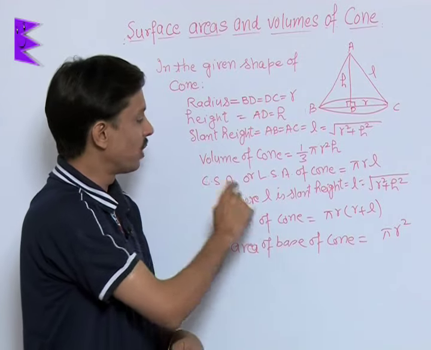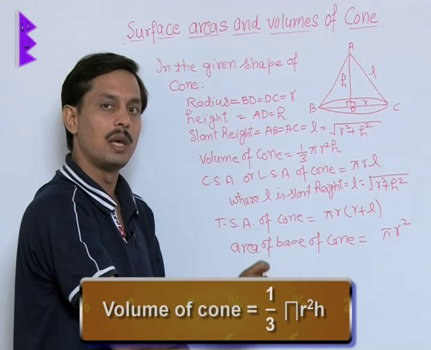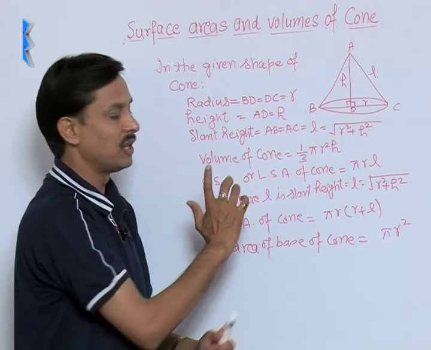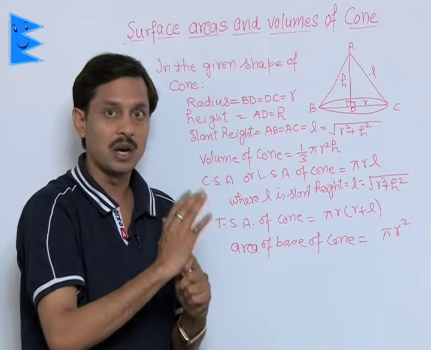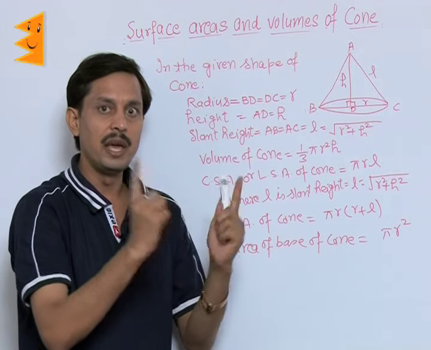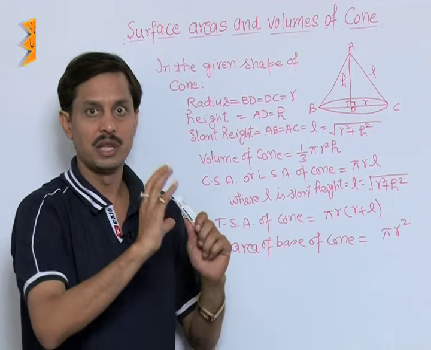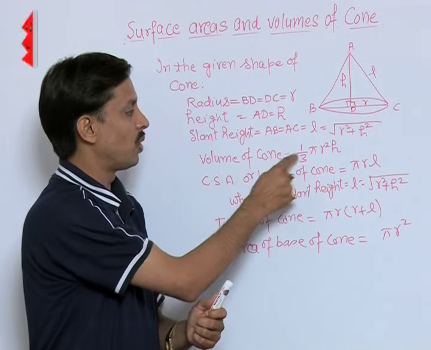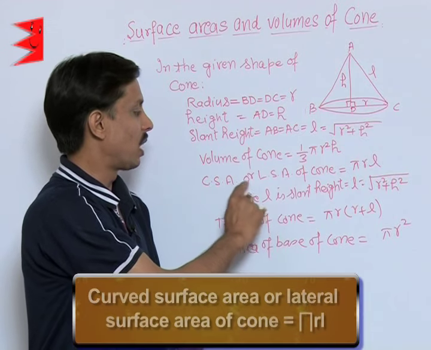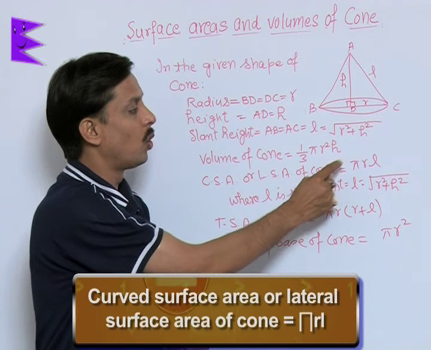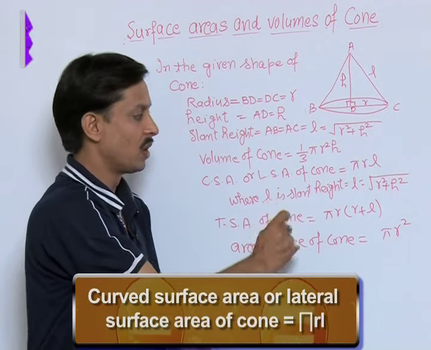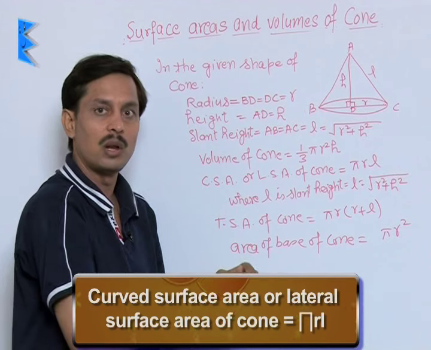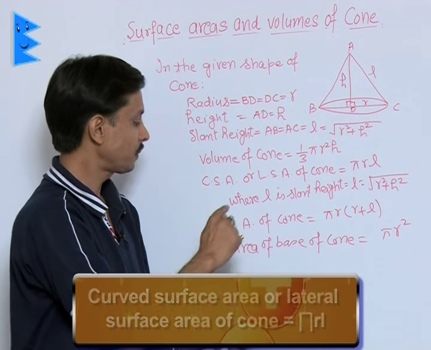If you talk about its volume, the volume of the cone is given by 1 by 3 pi r square h. Curved surface area, you know which part is curved, where the base is not involved, that is the part which is rolled. Curved surface area or lateral surface area of the cone is given by pi into r into l, where I have told you l is the slant height calculated by the formula root of r square plus h square.